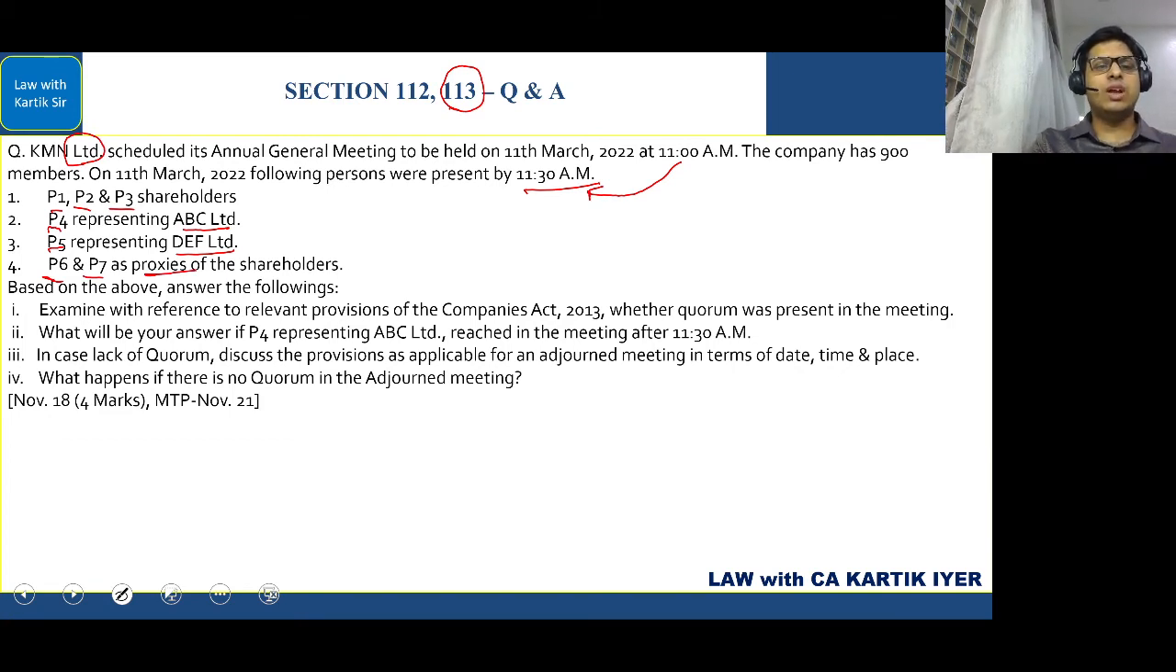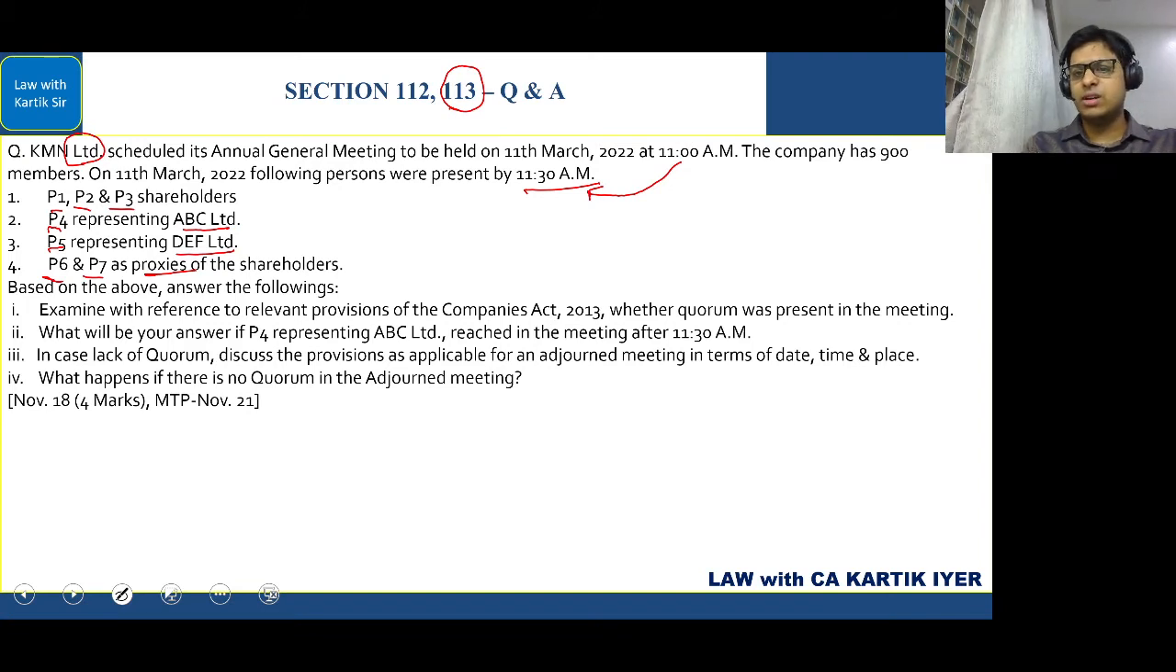Based on the above, answer the following. Examine with reference to relevant provisions of the Companies Act whether quorum was present in the meeting. Here they are basically testing the mindset of the student. Now understand, they have said nothing about the number of members in the company. Here, the students have to first take an assumption.